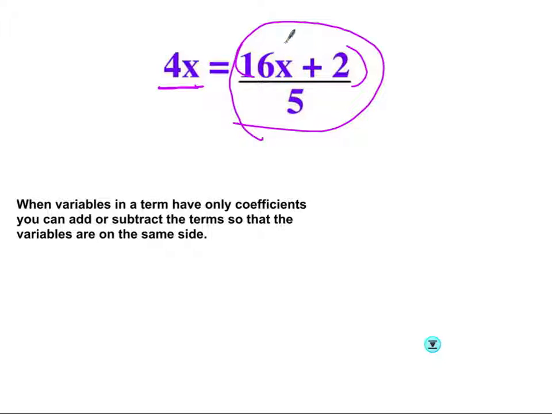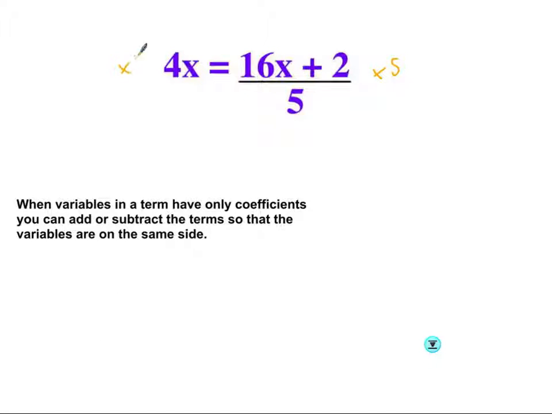And notice that since in this term we have our variable x, it has a coefficient of 16, but you also have plus 2 divided by 5. So the reason we can't subtract 16 is because the term does not have only a coefficient. So in order to solve this one, what we need to do is get rid of the fraction first. So what we can do is multiply both sides by 5. And so this 5 is on top, this 5 is on the bottom.